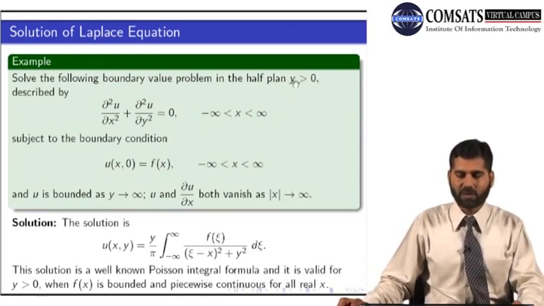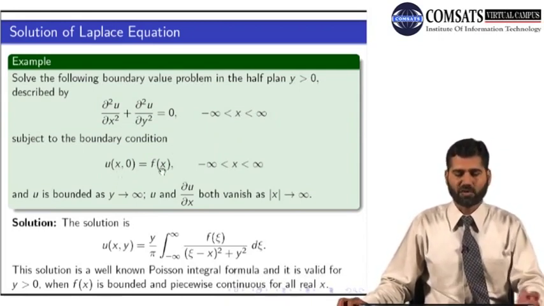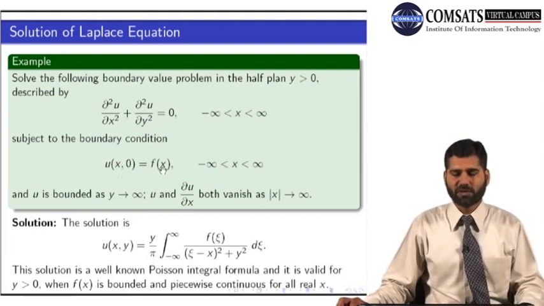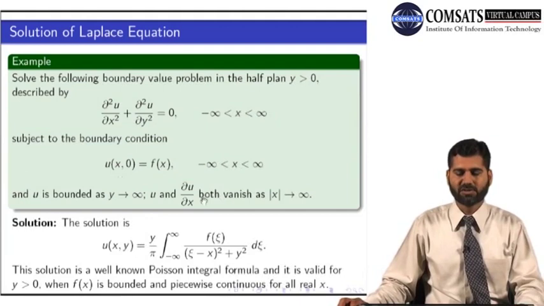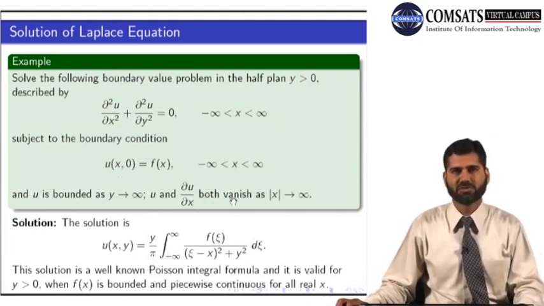So at y is equal to 0, we have a condition that u(x,0) is f(x). And of course, there is no other boundary. So what we can say is that u is bounded as y goes to infinity, and also u and partial u by partial x both vanish as x goes to plus minus infinity.